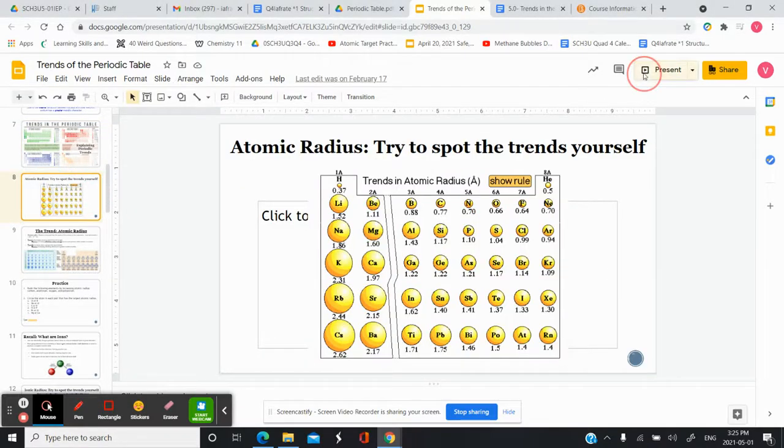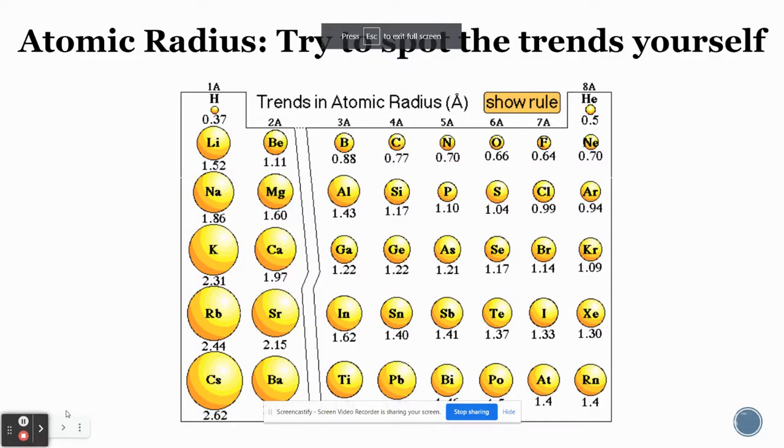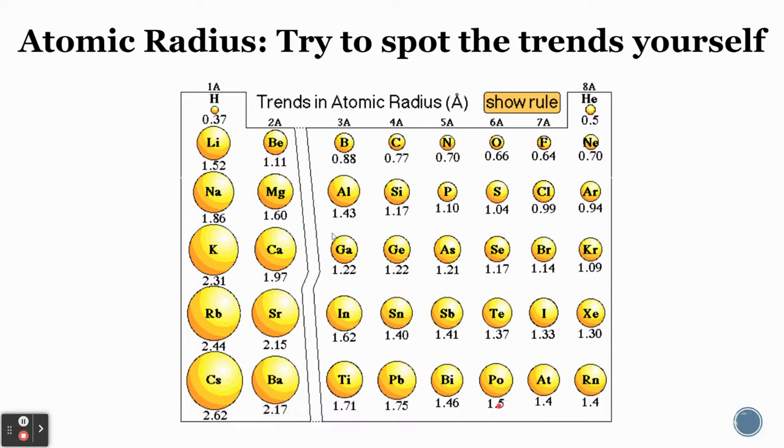In this video, we're going to focus on the trend of atomic radius. And you can probably spot the trend already just looking at this picture over here. So take a look at the trend going down a group. From top to bottom going down a group, what seems to happen to the size of the atom? As you might be noticing, the size of the atom seems to increase, right? We go larger, larger, and larger, and larger.